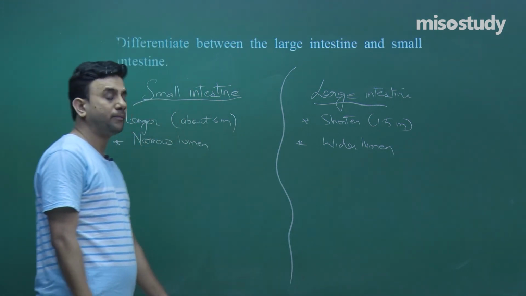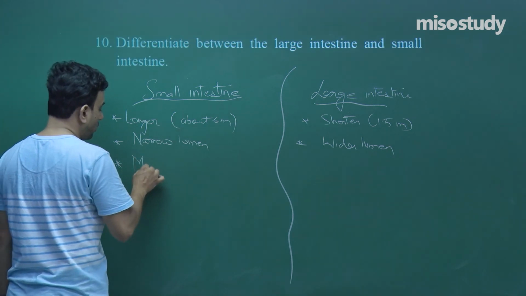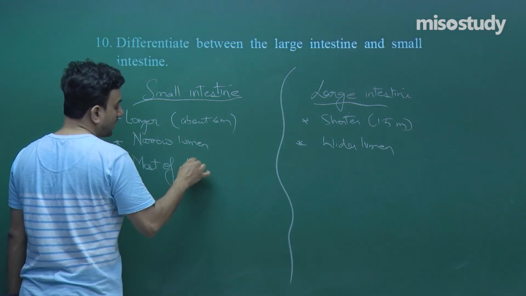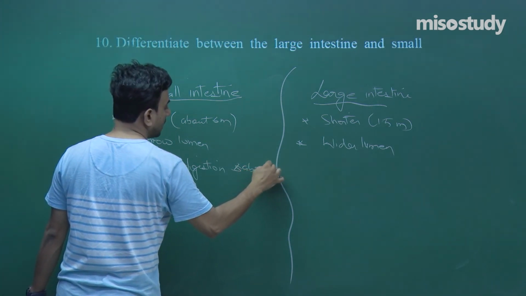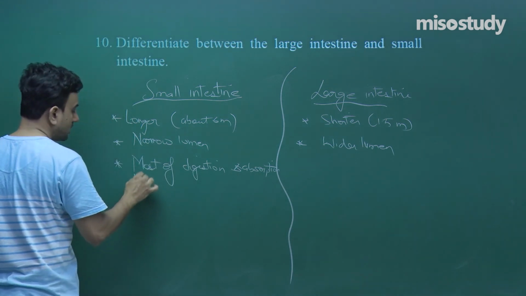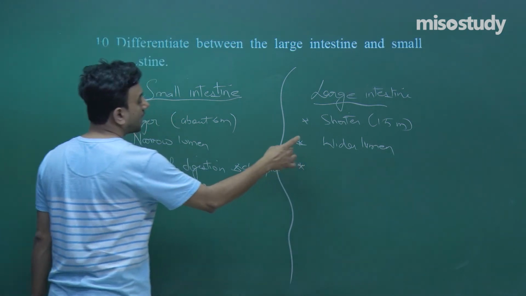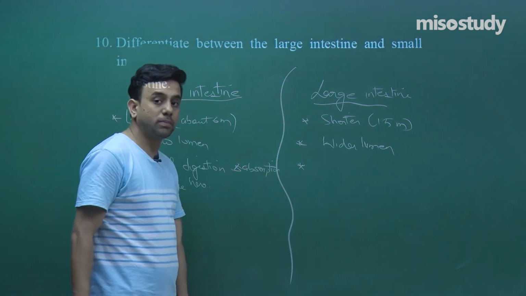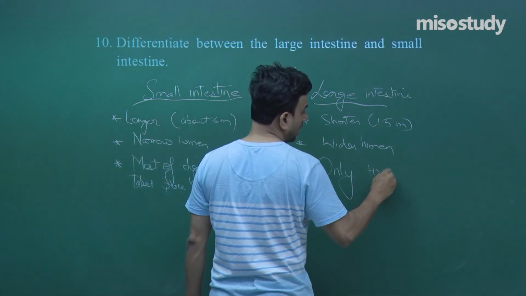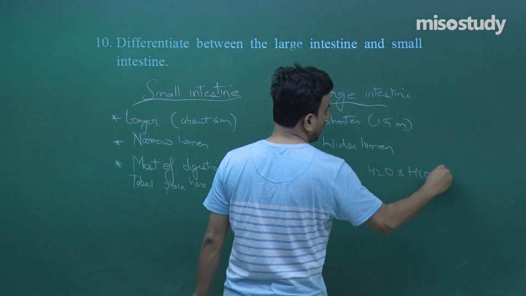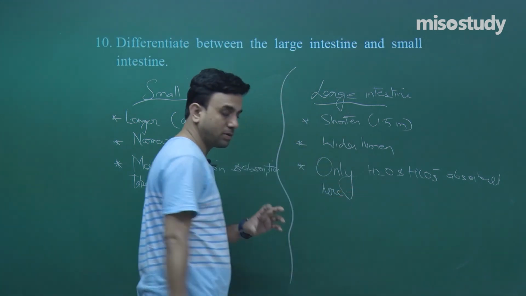Most of the digestion and absorption takes place in the small intestine. However, only water and bicarbonate are absorbed in the large intestine. Only water and bicarbonate are absorbed here. That's why the feces are formed.